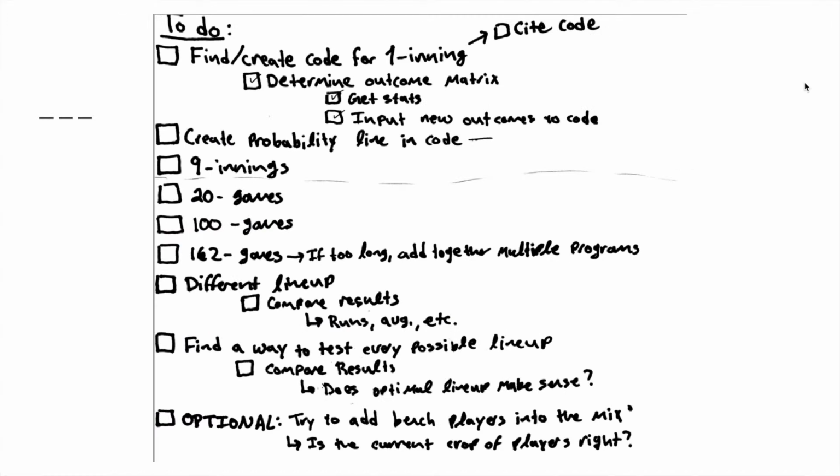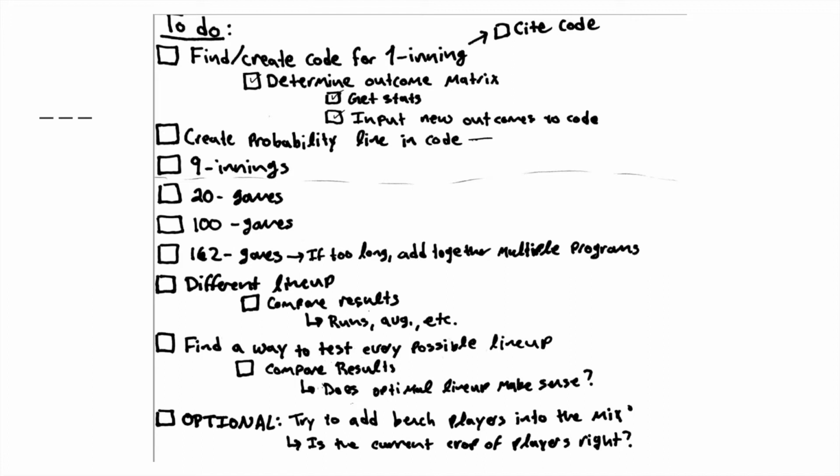I've created the code for 1 inning. I need to find a way to cite it. I've determined my outcome matrix, got the stats, and inputted the new outcomes into my code. I'm working on getting the probability line to work. Right now it's not quite reading every probability accurately, but once it's able to do that, I can pretty easily scale it up to 9 innings.